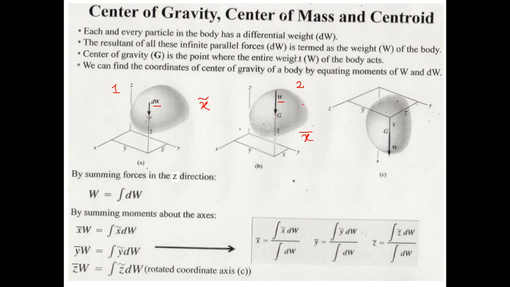Okay, so let's start from this figure. This weight w is basically parallel to the z-axis, so it is not going to create any moment about the z-axis. This is because of the definition of the cross product, because we know that moment is basically the cross product of position and force, r cross f.